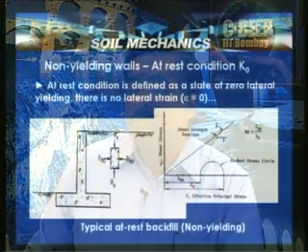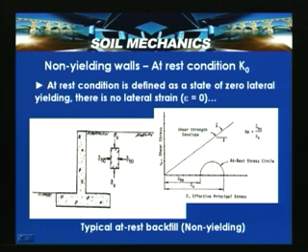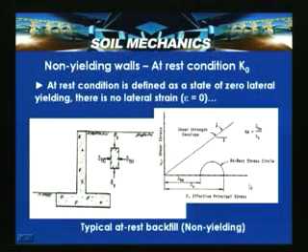So, in case there is no movement, that condition we refer to as the at rest condition, K naught. At rest condition is defined as a state of zero lateral yielding, and if there is no lateral strain, then epsilon is equal to 0. If you look at the tau-sigma plot, the Mohr circle plot, you can see the at rest Mohr circle is here, where sigma v is represented here and sigma h is represented here. So, this is sigma v and this is sigma h naught.